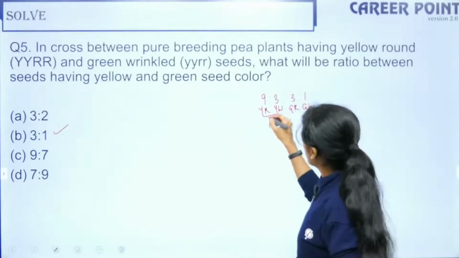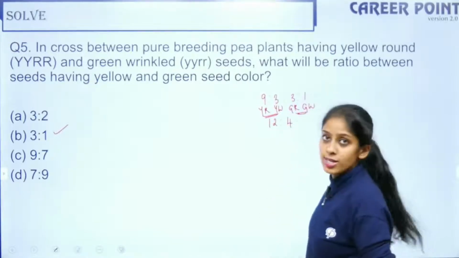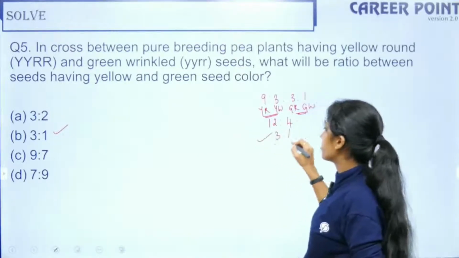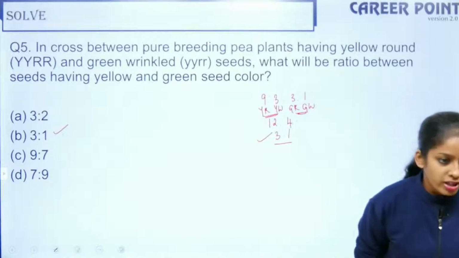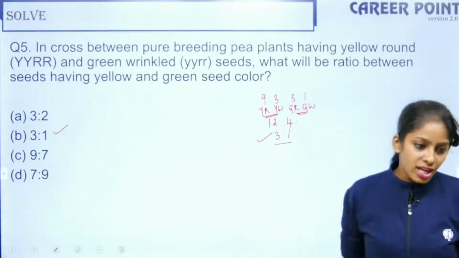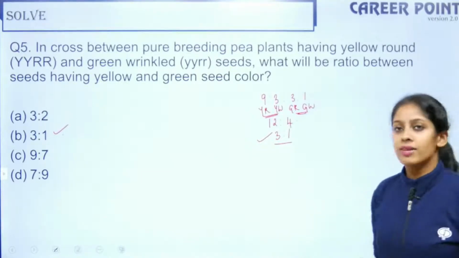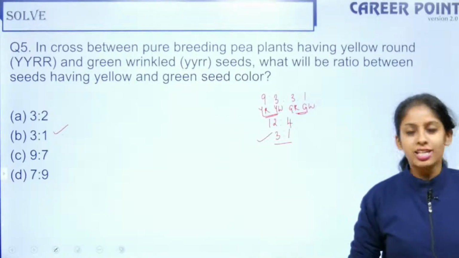Right, so these two are yellow, so 9 plus 3 is 12, these two are green, 3 plus 1 is 4. So this is nothing but 3:1. Right, so it is 3:1. So this is how you arrive at the answer. So the right answer is option B. Yes, wasn't it a very interesting question? In 1 second they confused you, right?